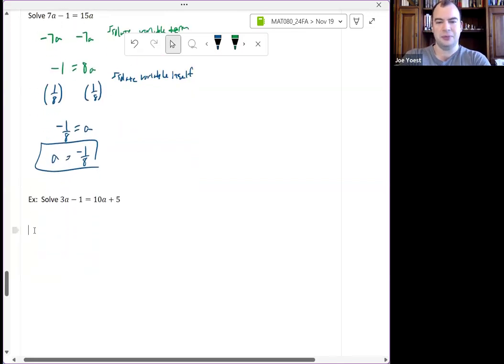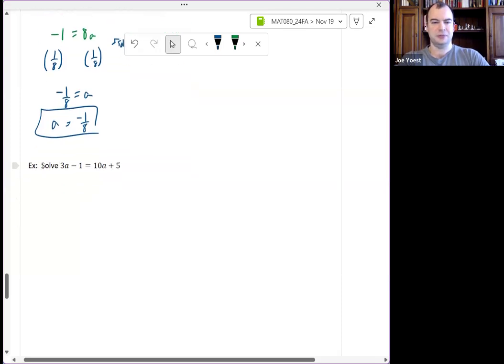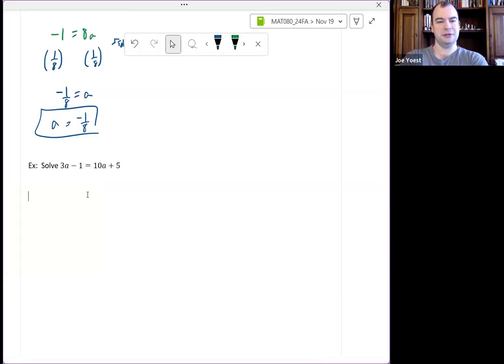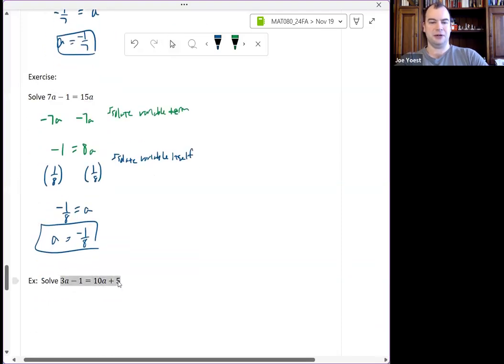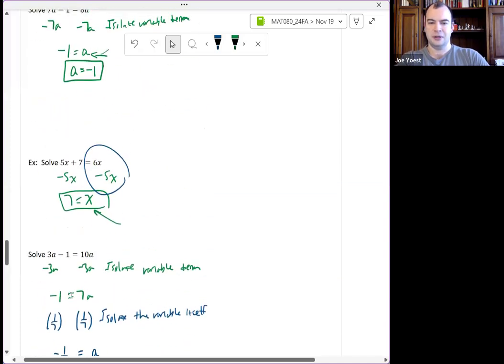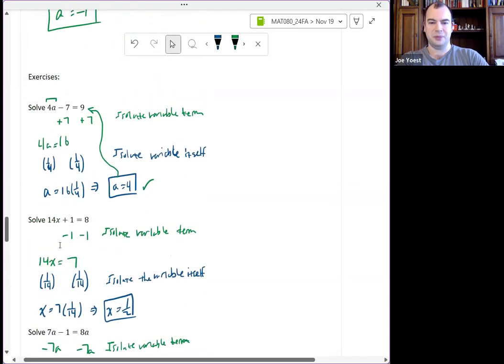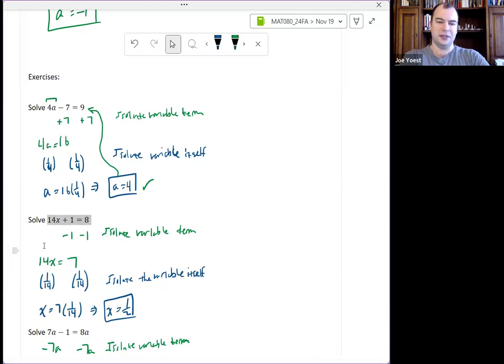Okay, so what about a problem like this? So solve 3a minus 1 equals 10a plus 5. This kind of looks a little bit like this one, where I have my variable term split on both sides. I have a 3a on one side and a 10a on the other side. But it also shares some of the properties of, say, something like this, where my constant term, my plus 1 and my 8, I have constants on both sides as well.